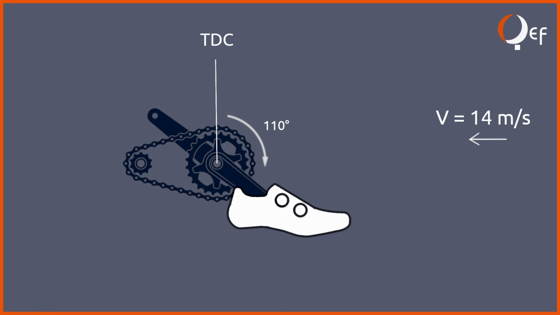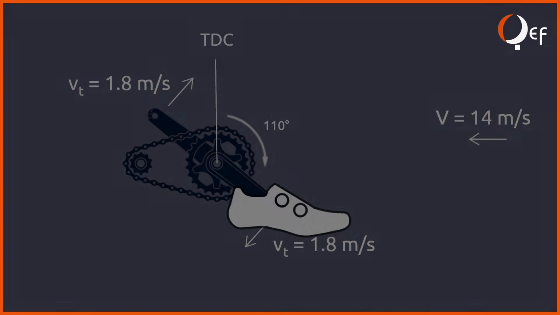Lastly, our position is static and it doesn't account for the rotation of the shoe around the bottom bracket. At 100 RPM, the tangential velocity is 1.8 meters per second, which is much smaller than the air velocity. If included in the simulation, it would only have a minor influence.